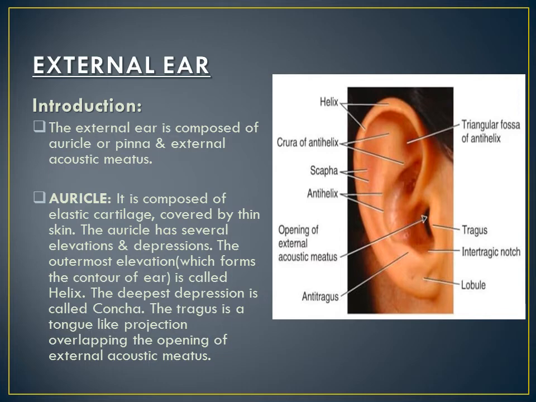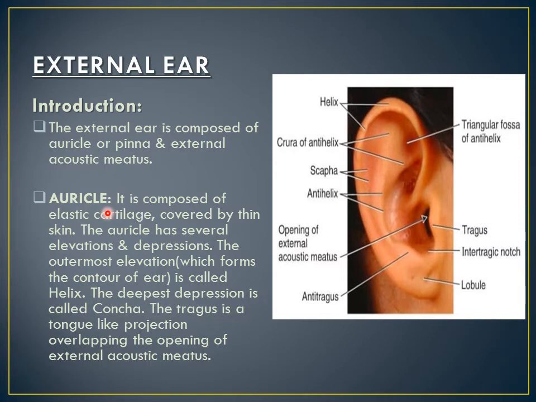So the external ear is composed of two parts. The outer or visible part is called the auricle or pinna, which you can see on the side of your face, while the inner part is called the external acoustic meatus or external auditory meatus, which conducts sound to the tympanic membrane. So we will discuss each part in detail. Let's start with the auricle.